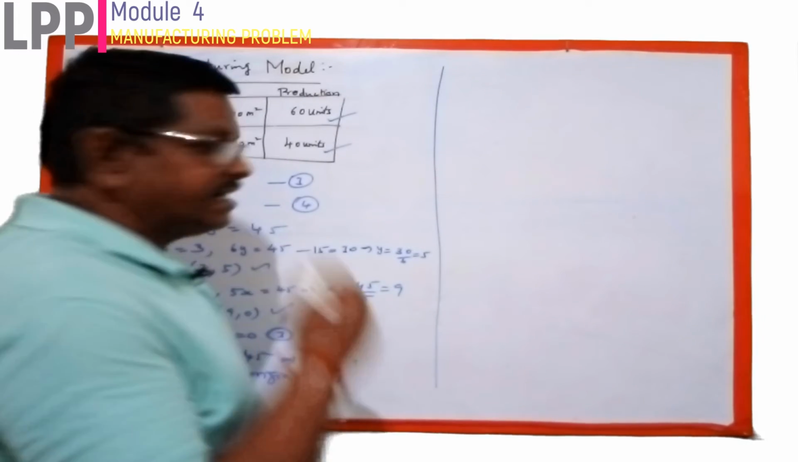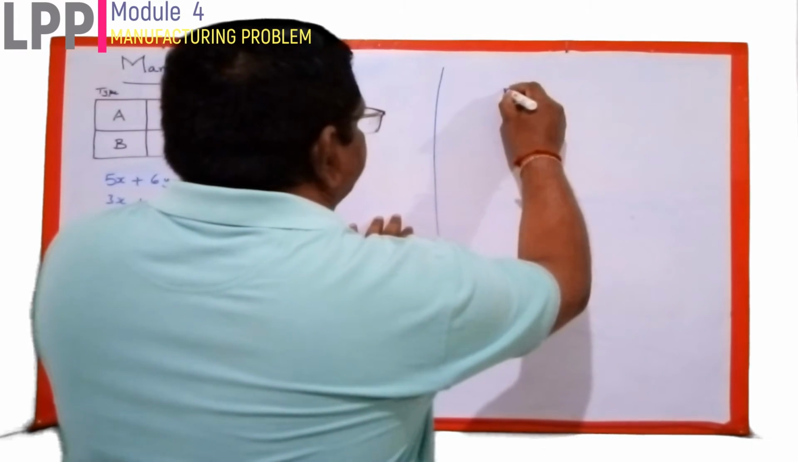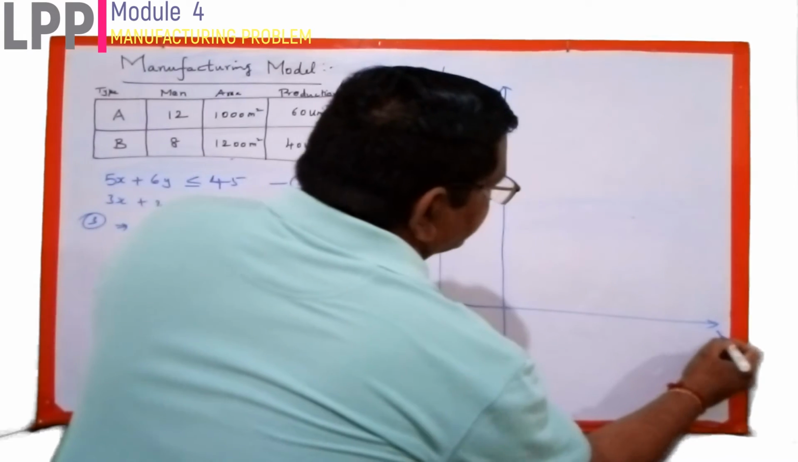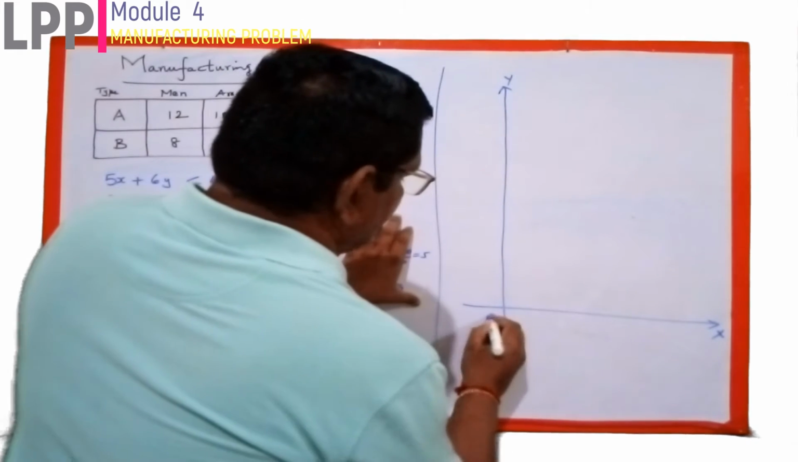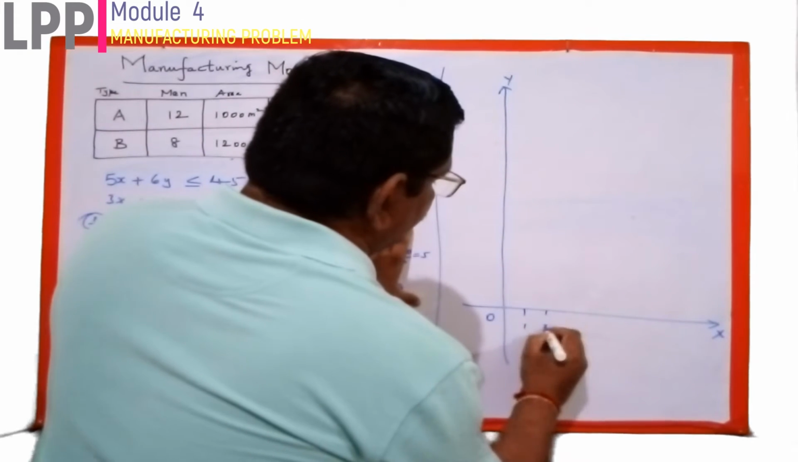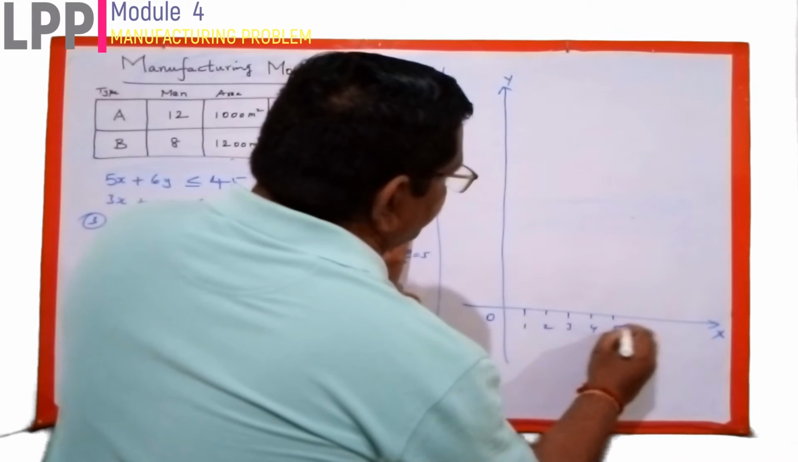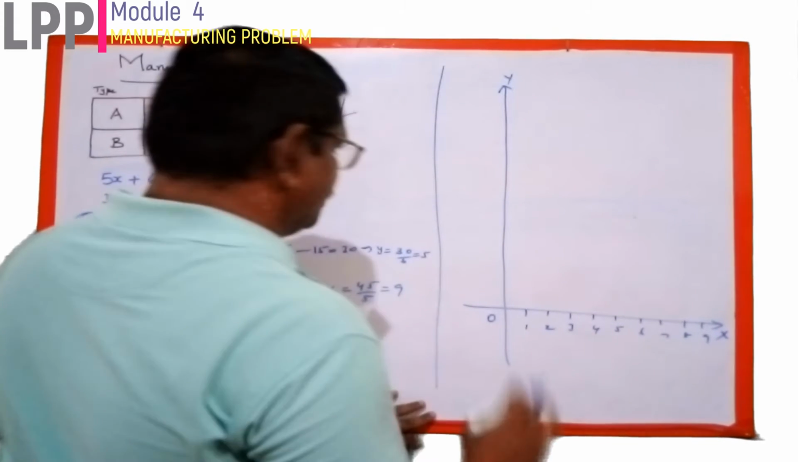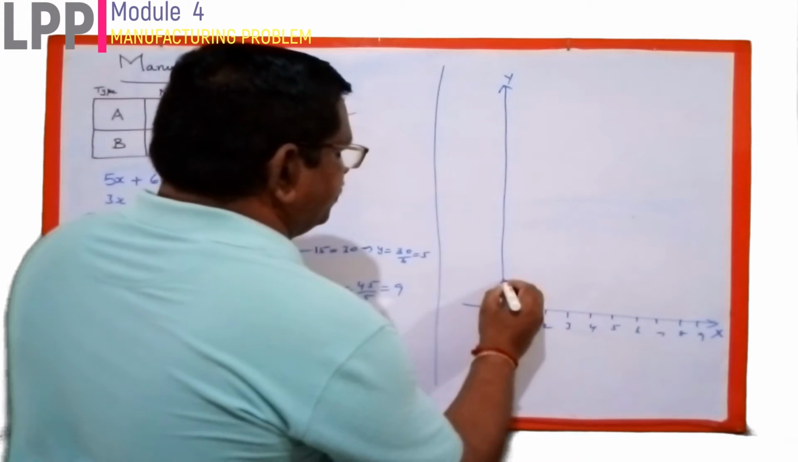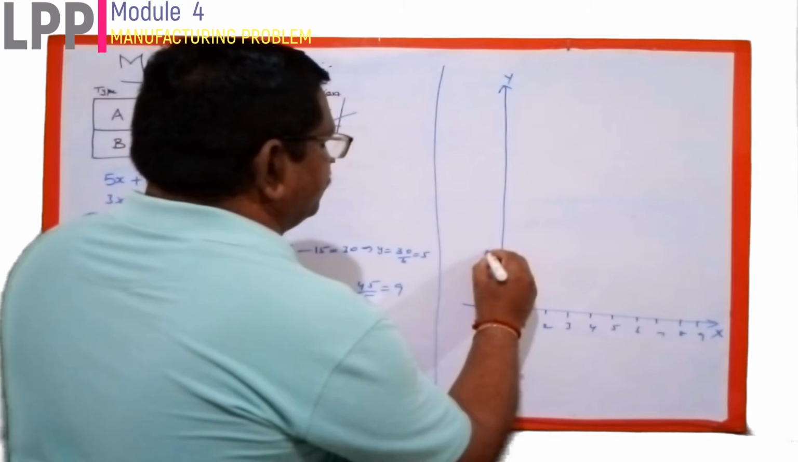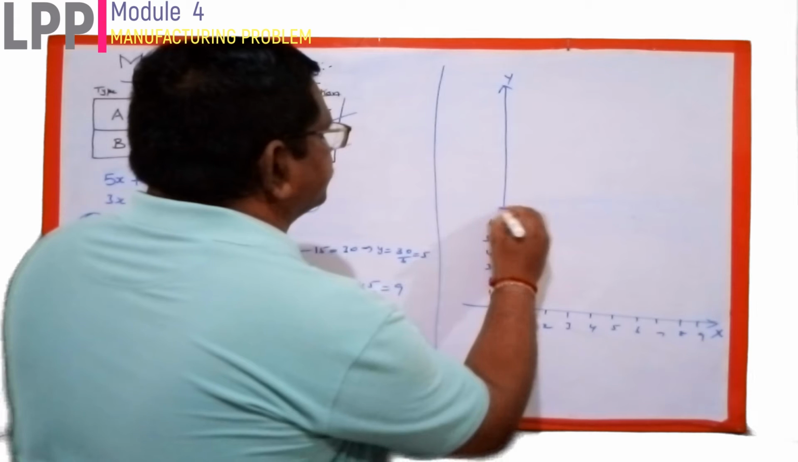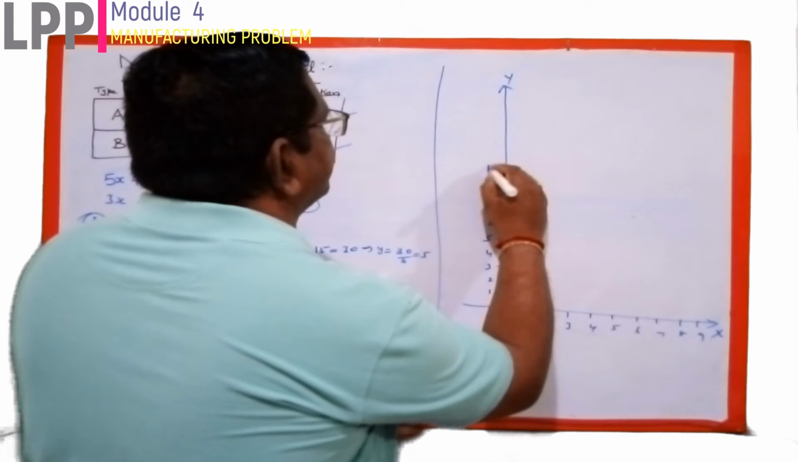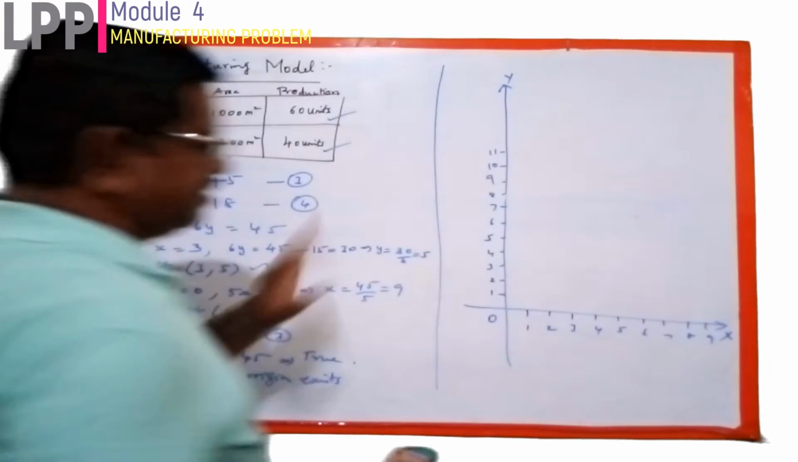Now let us draw the graph. Let us calibrate, after writing the x-axis and y-axis. Okay, here is the origin. 1, 2, 3, 4, 5, 6, 7, 8, 9, as much as possible. You can take as much as possible. 1, 2, 3, 4, 5, 6, 7, 8, 9, 10, 11. You can take any number.